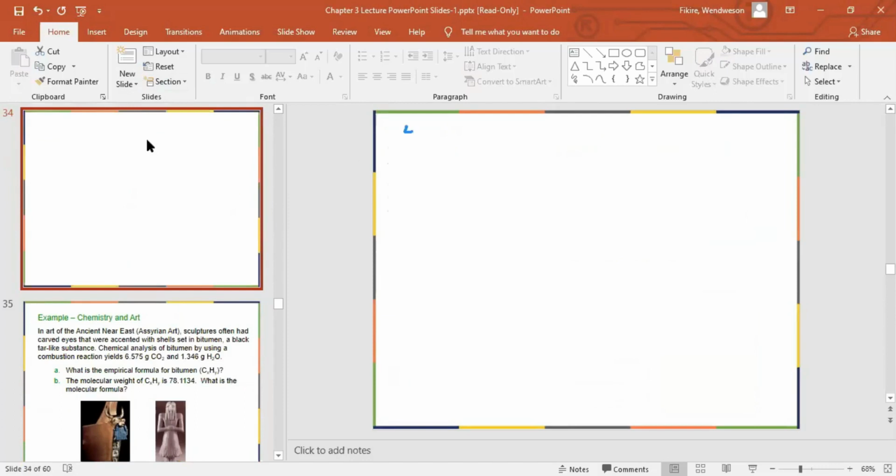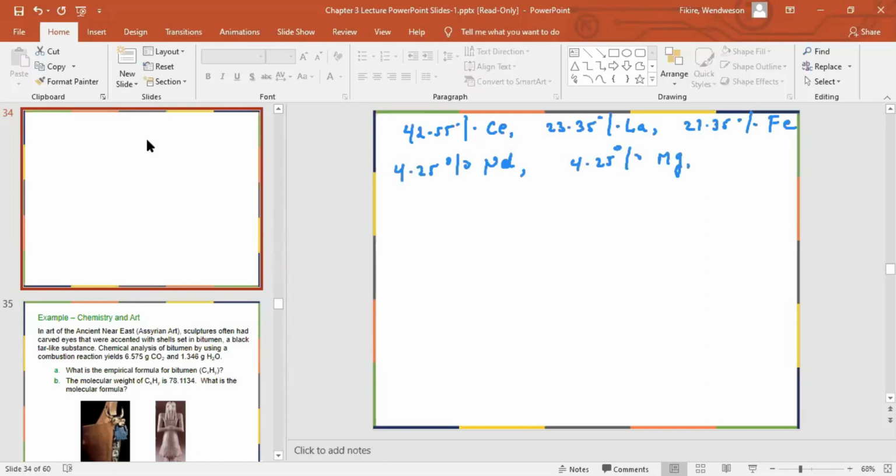There's 42.55% of cerium. There's 23.35 of lanthanum. 21.35 of iron. 4.25 of neodymium. 4.25 of magnesium. And then 4.25 of something else, but I forgot it. It's praseodymium. Yes, praseodymium, PR. Yes, it's a PR.